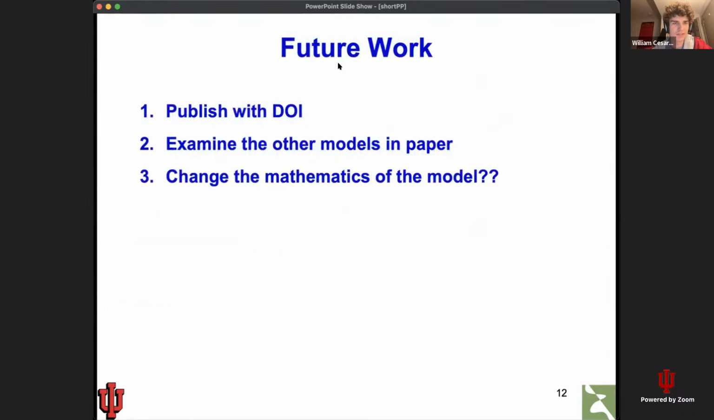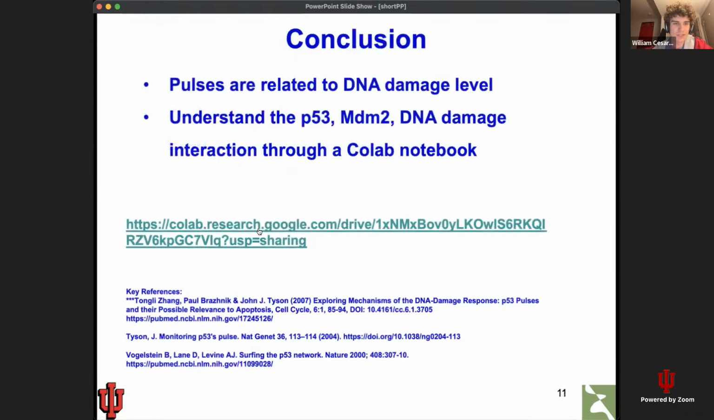Some future work: I have to do the DOI publishing. Oh, this didn't update. Examine other models in the paper, maybe change the mathematics of the model, and also add exercises, I think. I mean, maybe I'll just open the Colab now. Yeah, so I'll open this.